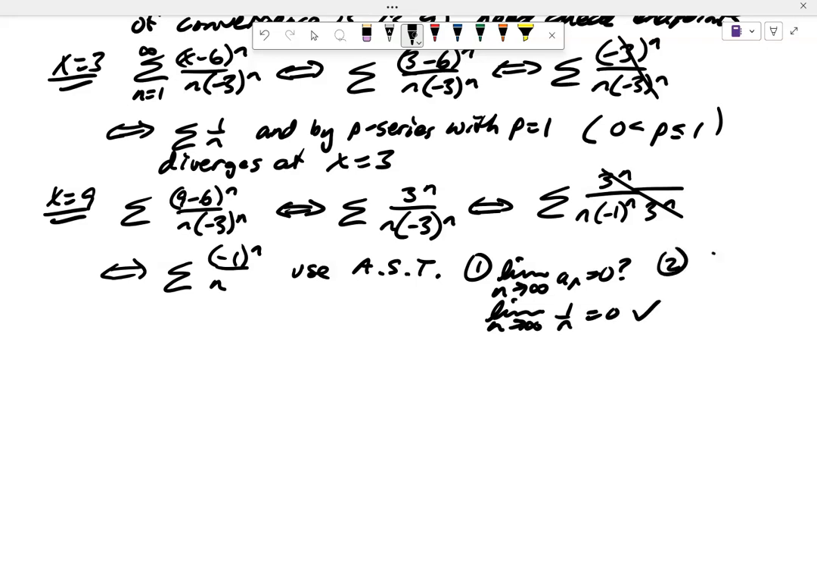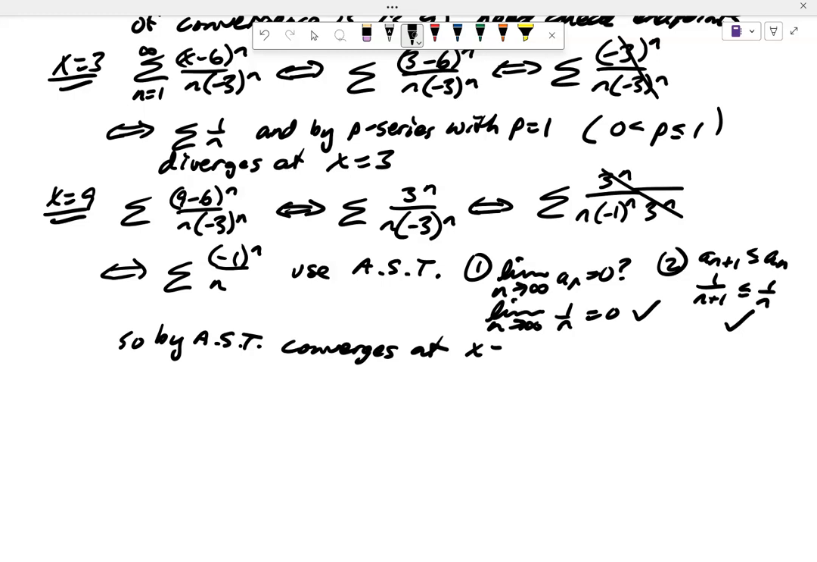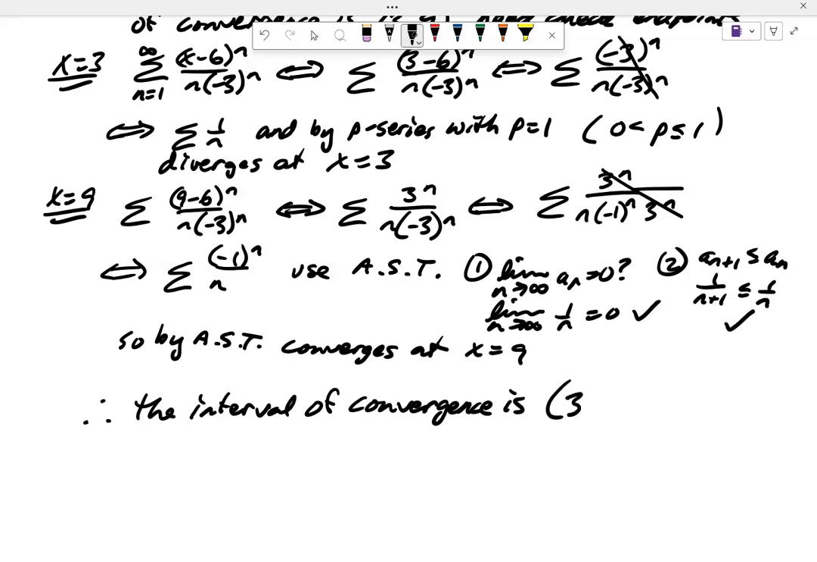Yes. Is this true for all n? That's also true, and so it converges. So by the alternating series test, this converges at x being 9. Therefore, the interval of convergence is: it was diverging at 3, but it was converging at 9.